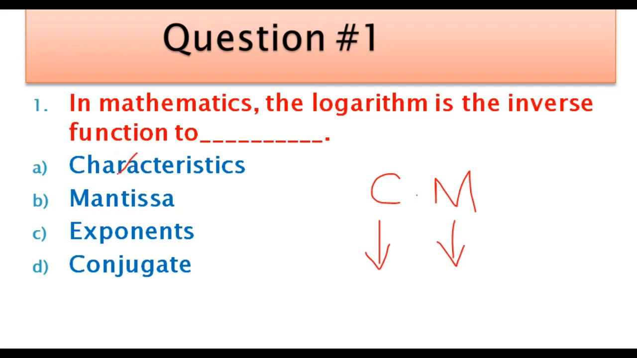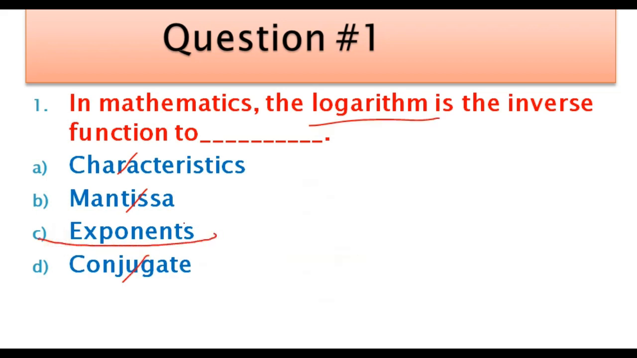So it means that these both two are cancelled. Now remaining is exponent and conjugate. And fourth one option, conjugate. Logarithm is not a complex number so that it can have a conjugate. So that option is also cancelled. So logarithm is the inverse function of exponents.